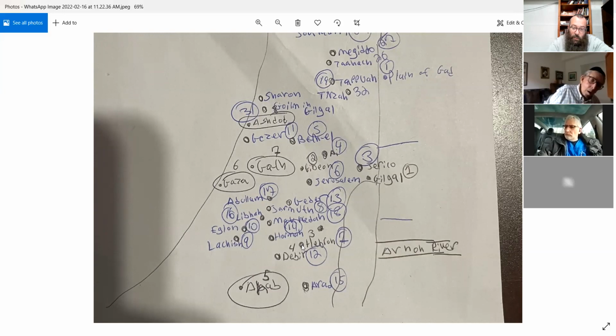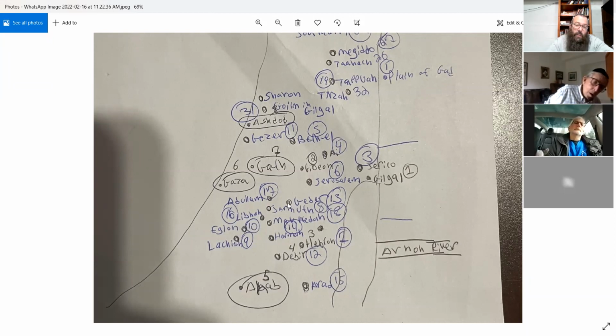Melech Yarmuth, that would be number 8, right here. Melech Lachish, number 9, right here. Melech Eglon, right over here, to the north of it. Melech Gezer, number 11, right over here, much more to the north, near the Mediterranean Sea. Melech Dvir, king of Dvir, number 12, right over here. Melech Geder, the king of Geder, number 13, right over here is Geder.